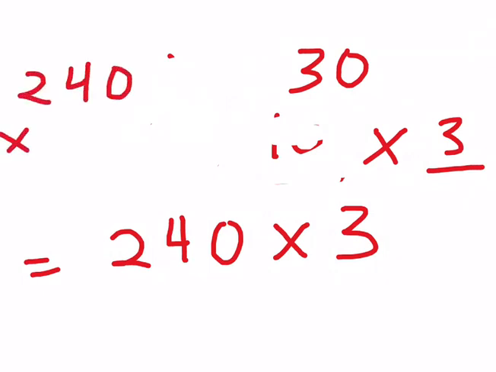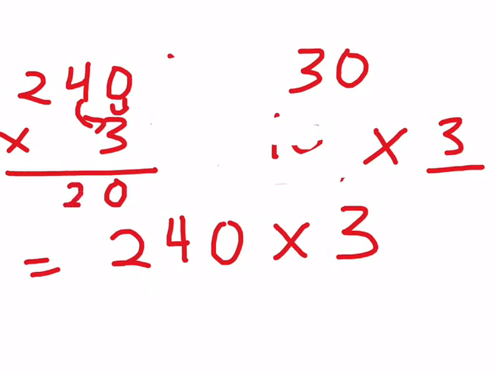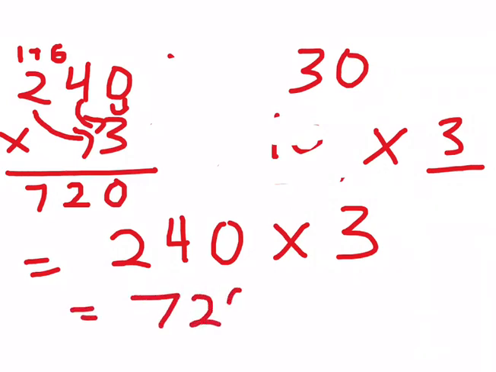240 times 3. Okay. Who remembers how to do this one? It's the same thing. 0 times 3 is 0. 4 times 3 is 4, 8, 12. 12, right? 12, but we don't put 12 yet. We bring the 1 up. And lastly, we save it for the last one. 2 times 3 is 6. So 1 plus 6 is going to be 7. So 720 is the answer.